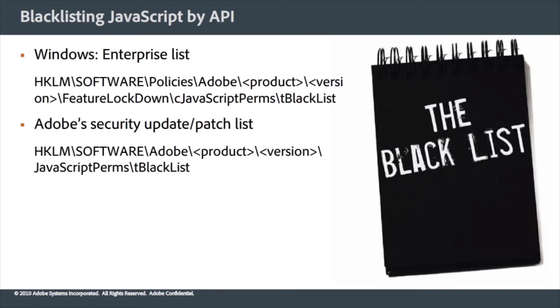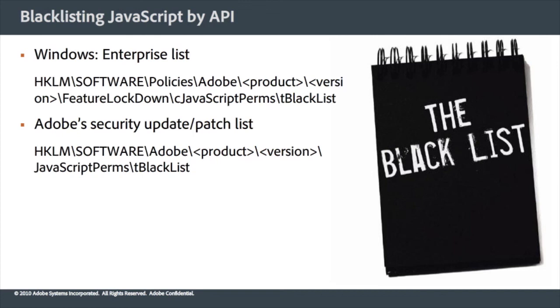On Windows, there are two blacklists, one for enterprise administrators and one used by Adobe security patches and updates. The JavaScript API blacklists are in two locations on Windows. The Windows Enterprise List is the blacklist that helps enterprises roll out policies that block exploitable JavaScript APIs from executing in their environment. Populating the blacklist is the responsibility of the enterprise. Adobe patches never modified this registry location.